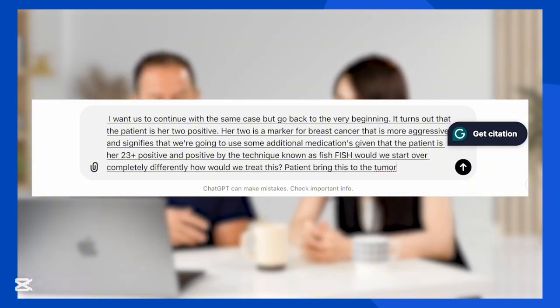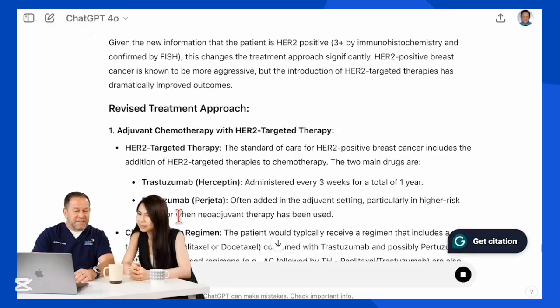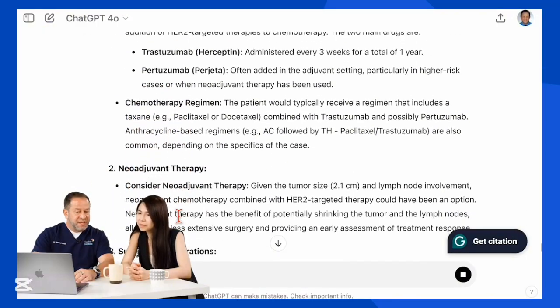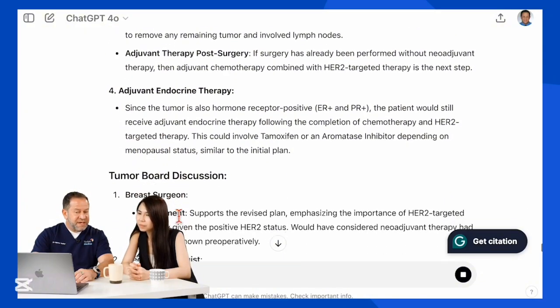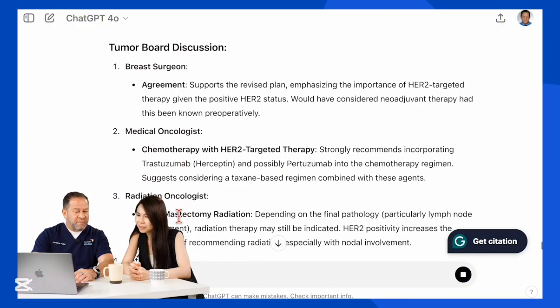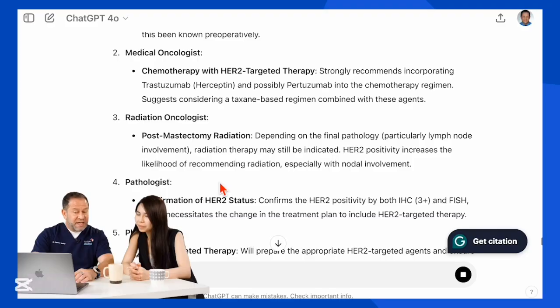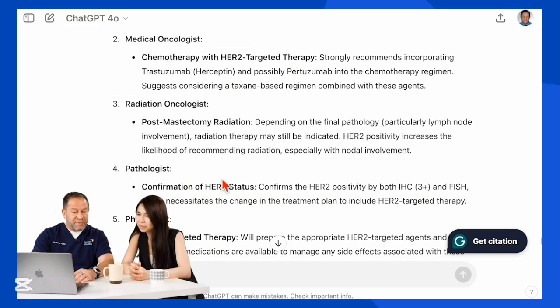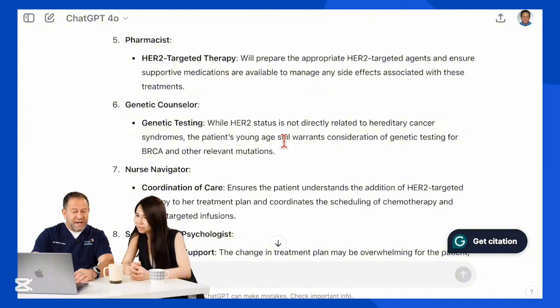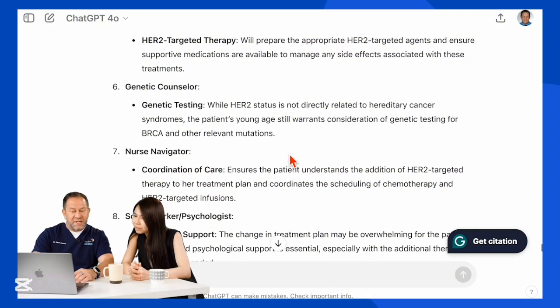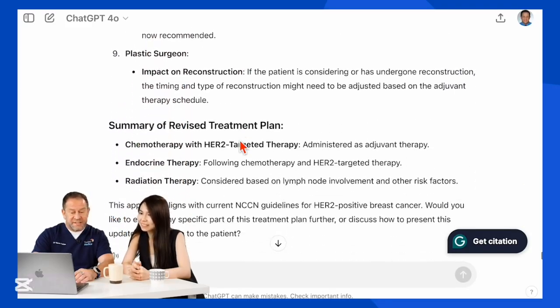Bring this to the tumor board, and what does everyone have to say? It's completely revised the treatment approach. And it's talking about preoperative chemotherapy and the benefits, and whether everyone is in agreement, and how to do that. Radiation therapy might be needed even though a mastectomy is going to be performed. The genetic counselor is not directly related. Patient's age still warrants consideration of genetic testing. Yeah, so you can make changes around all of this.